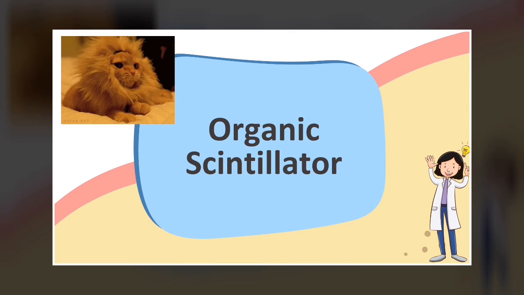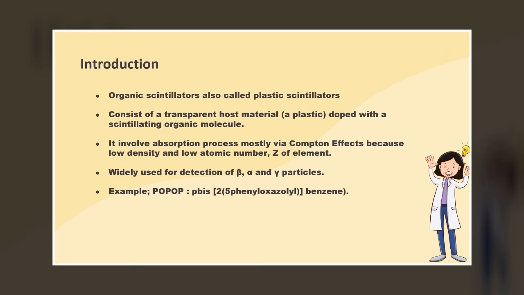So let's continue with the organic scintillator. I'm going to introduce what an organic scintillator is. An organic scintillator can also be called a plastic scintillator. It consists of a transparent host material, plastic, doped with a scintillating organic molecule, for example PPO, 2,5-diphenyloxazole. Radiation absorbed by the host material mostly occurs via the Compton effect because of the low density and Z value of organic material.